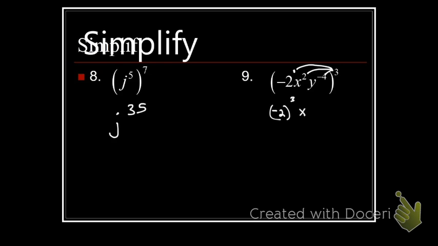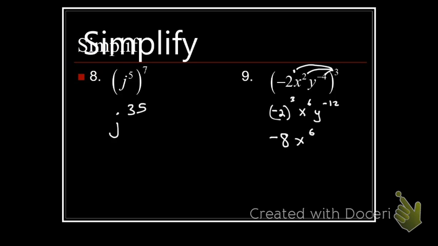X to the 6, y to the negative 12. Does everybody see how I multiplied each of my exponents by 3? Now let's simplify. Negative 2 cubed is negative 2 times negative 2 times negative 2, which is negative 8. 2 times 2 is 4, times 2 is 8. An odd amount of negatives makes it negative.